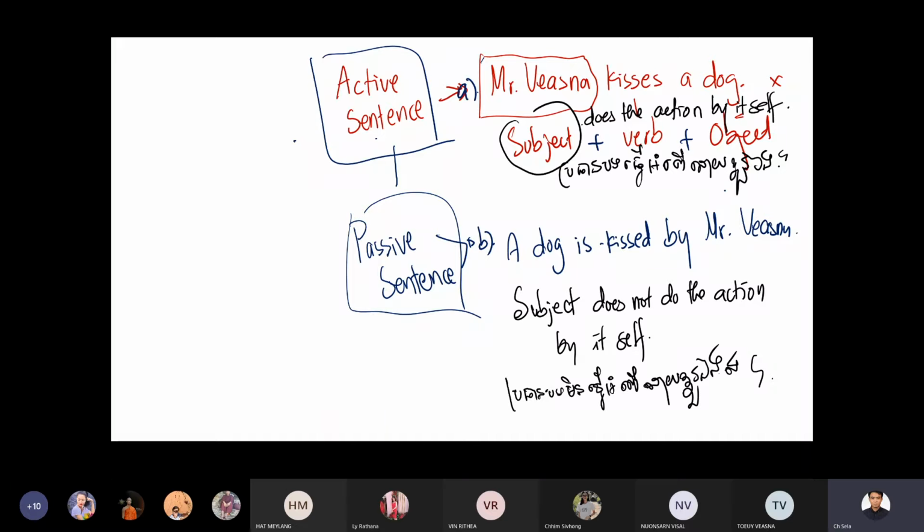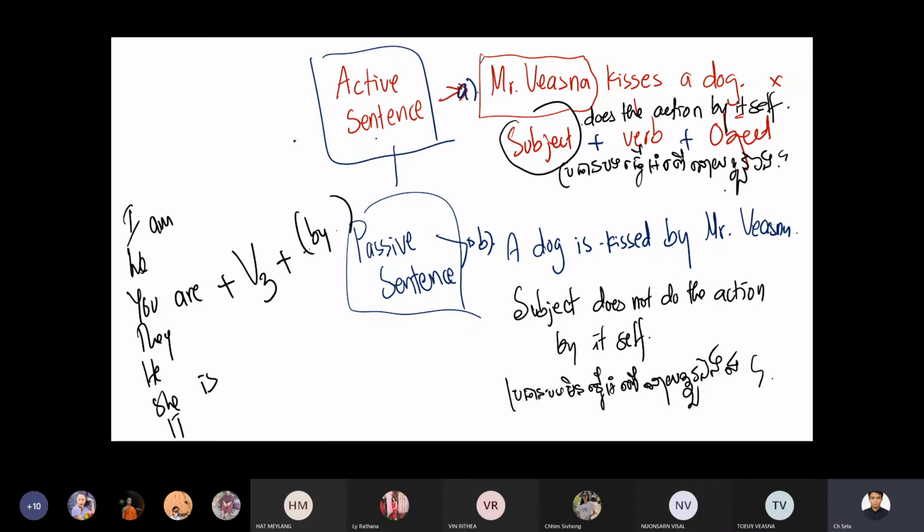All right. And the form of a passive voice, we have a subject. When we talk about subject, we have I, we, you, they, he, she, and it. Okay, so I plus am, okay? We, you, they plus are, and he, she, it plus is. Plus what? Plus verb 3. And then plus, or you can say, by in brackets here. And this is passive voice.